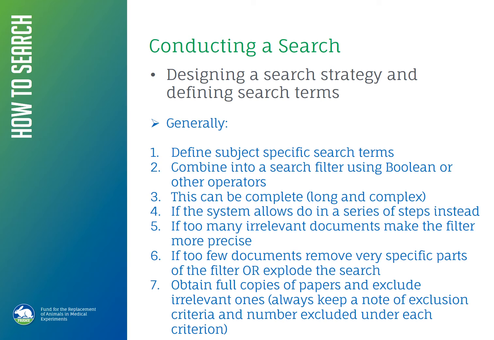Having performed the subject-specific search, most scientists will want to obtain full copies of documents that appear relevant and go through these to see if the hypothesis is valid and if the proposed study is justified. This is a good opportunity to make notes of anything that might be relevant to the 3 Rs. If any of the papers are found to be irrelevant, then you must note down the criteria used to exclude them and how many papers were excluded under each criteria.